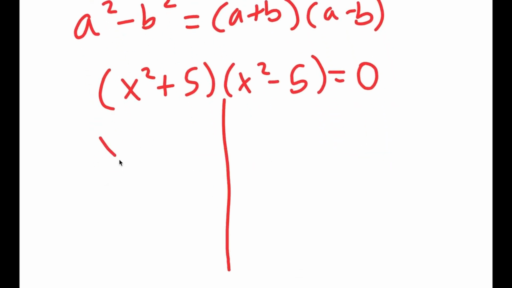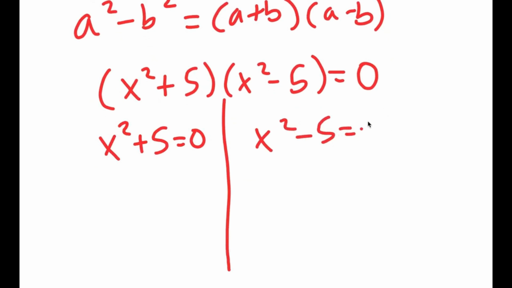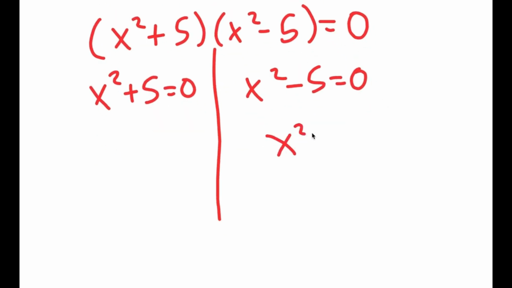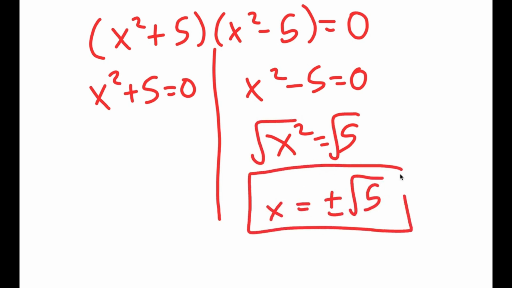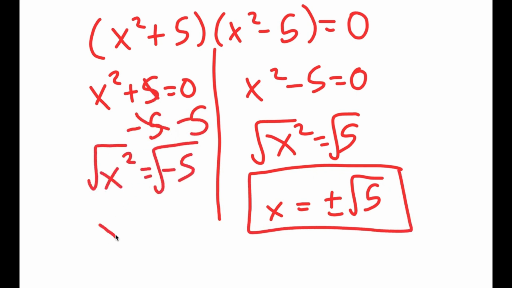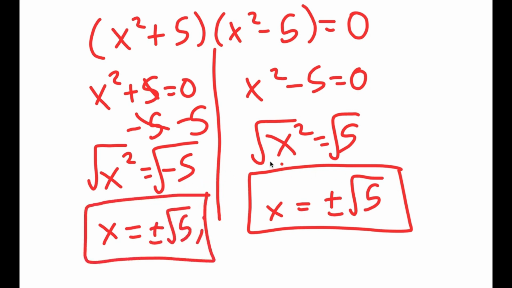So I get two equations: x² + 5 = 0 and x² - 5 = 0. For x² - 5 = 0, I get x² = 5. If I take the square root on both sides, I get x equals positive or negative square root of 5. Now for x² + 5 = 0, I can subtract 5 on both sides, so I get x² = -5. If I take the square root, I get x equals the square root of negative 5, which is equal to the square root of 5 times i. So these are my 4 solutions to this equation.